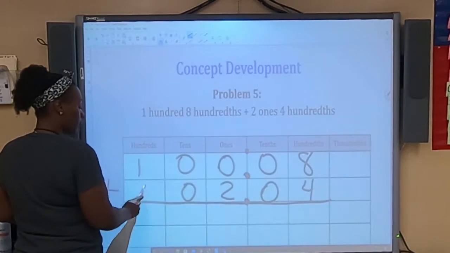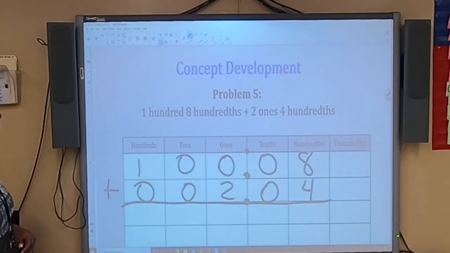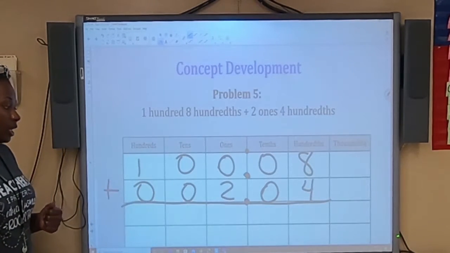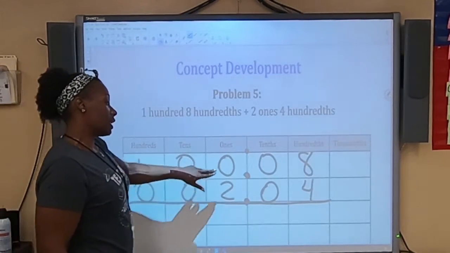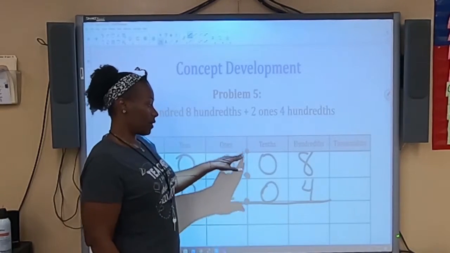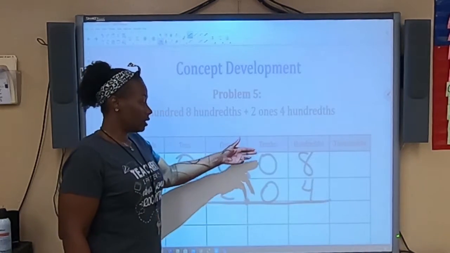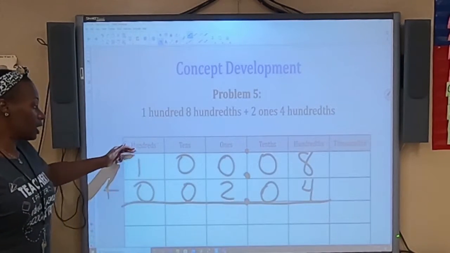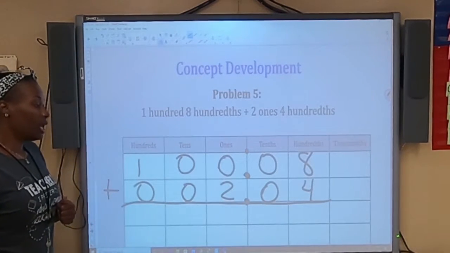I can always put placeholders to make my numbers look even with digits. 5 digits at the top, 5 digits at the bottom. Notice I lined my decimals up, so now I have my hundredths with the hundredths, tenths with the tenths, ones with the ones, tens with the tens, hundreds with the hundreds. Now I'm ready to add.